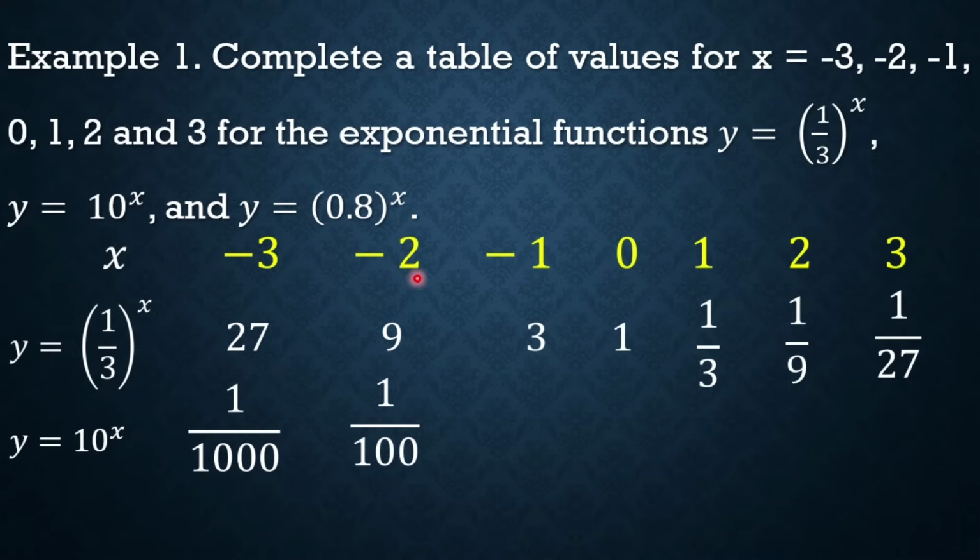Same process sa negative 2. That will become 1 over 100. Kay negative 1, that is 1 over 10. So 10 raised to 0, the answer is 1. 10 raised to 1, that is 10.